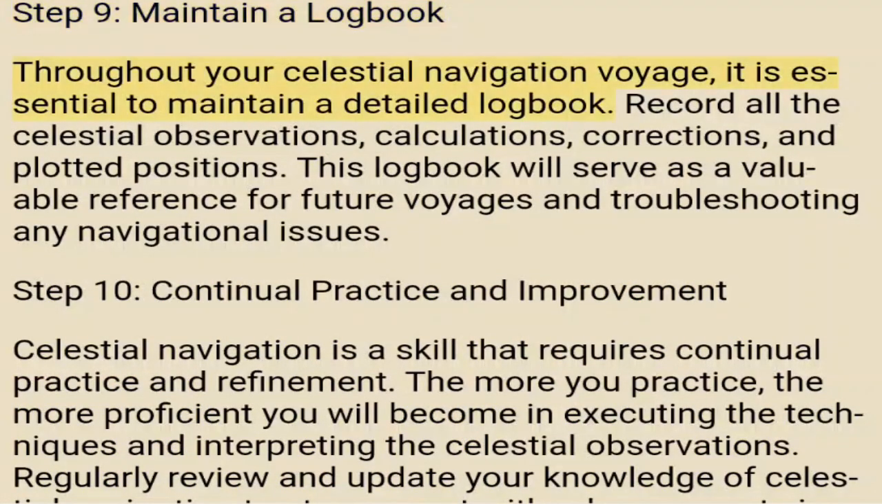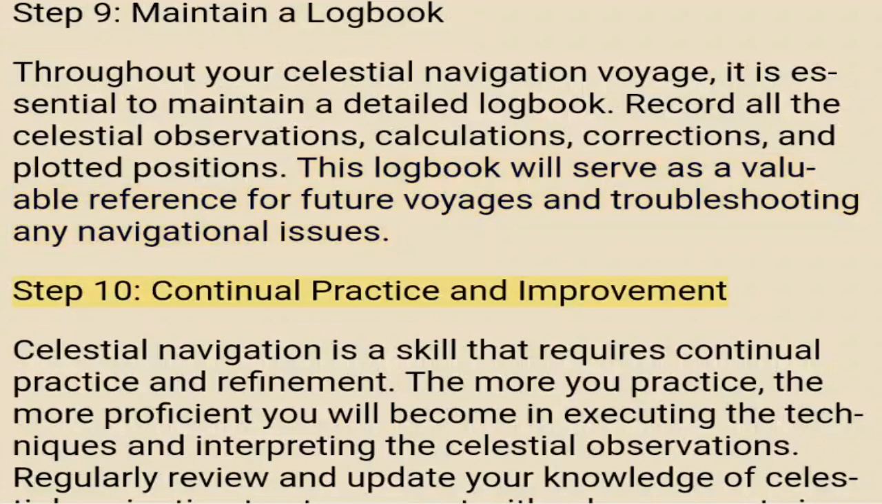Step 9. Maintain a logbook. Throughout your celestial navigation voyage, it is essential to maintain a detailed logbook. Record all the celestial observations, calculations, corrections, and plotted positions. This logbook will serve as a valuable reference for future voyages and troubleshooting any navigational issues.